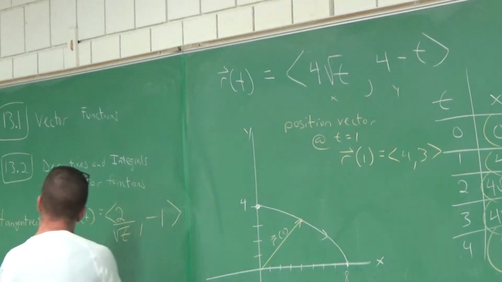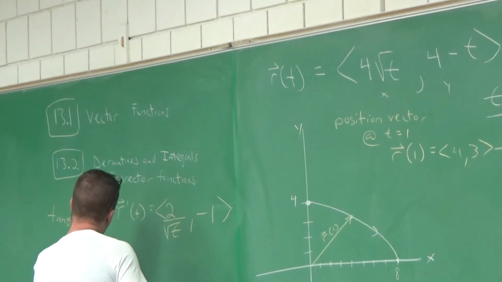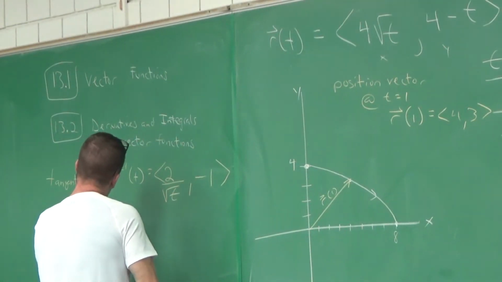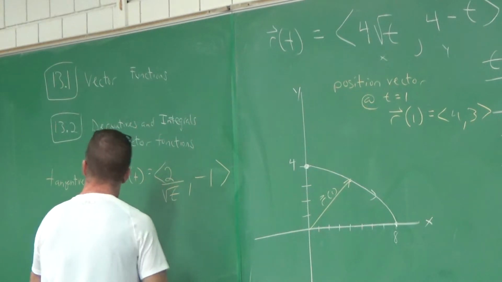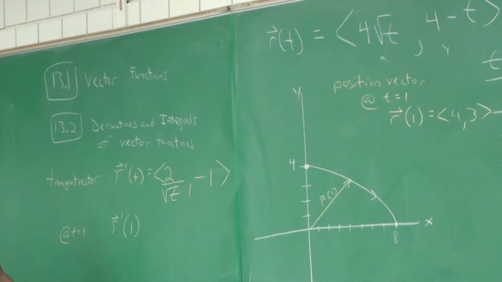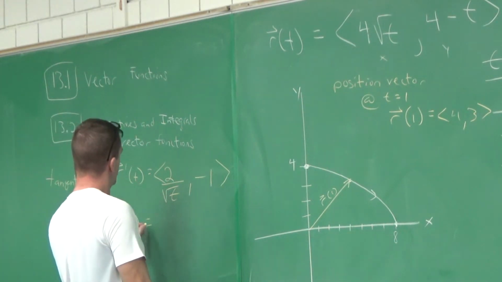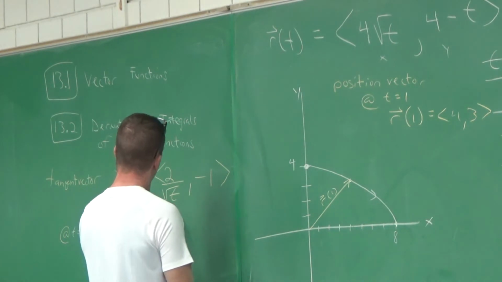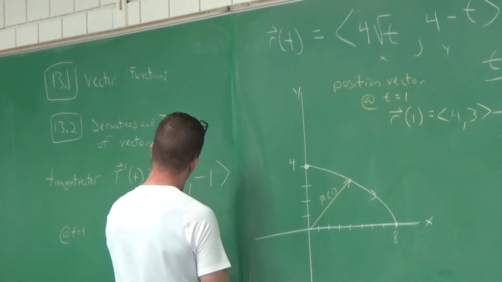Now after this, right underneath it, can you find the tangent vector at t equal to 1? So that'd be r prime of 1. Substitute a 1, what do you get? 2 comma negative 1.